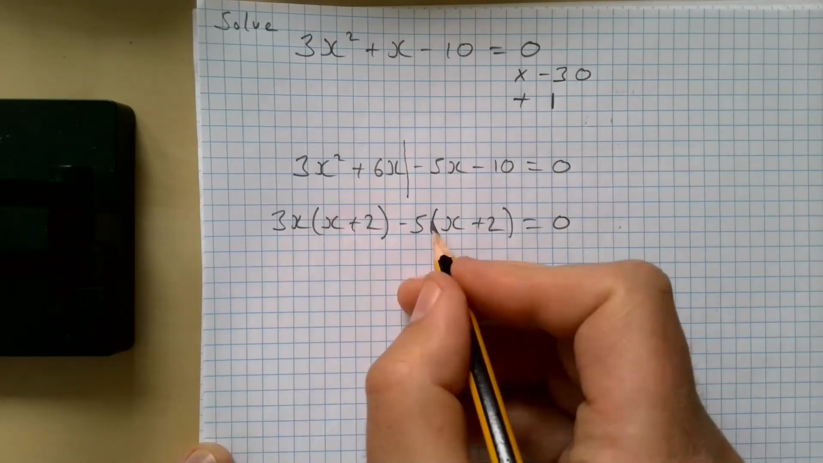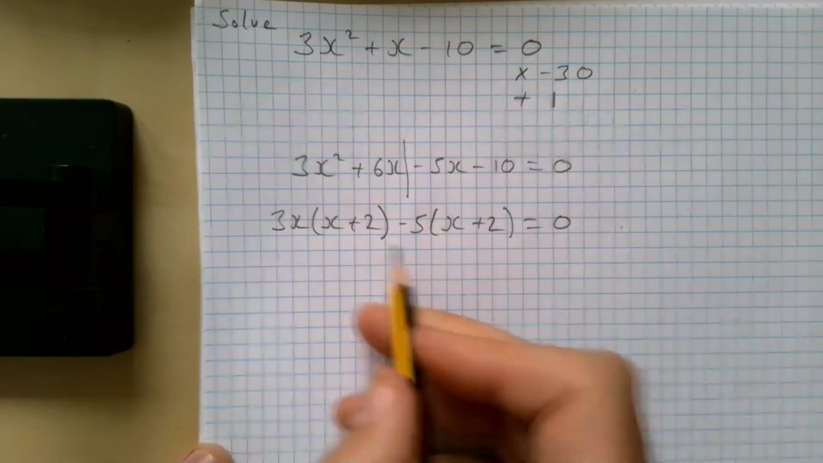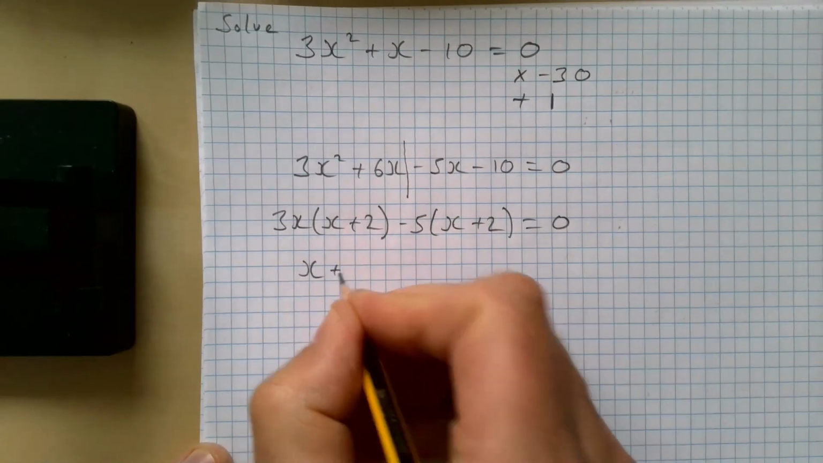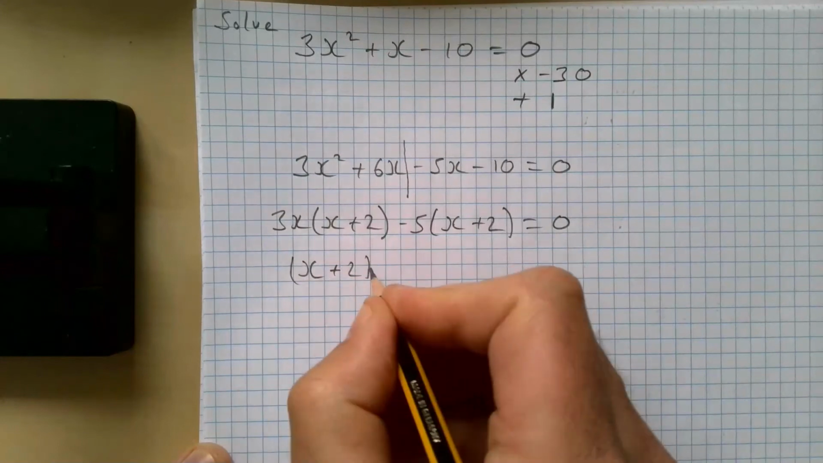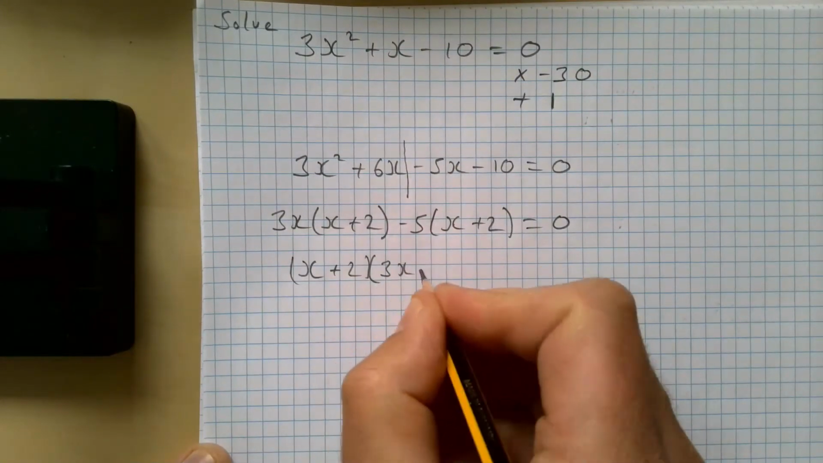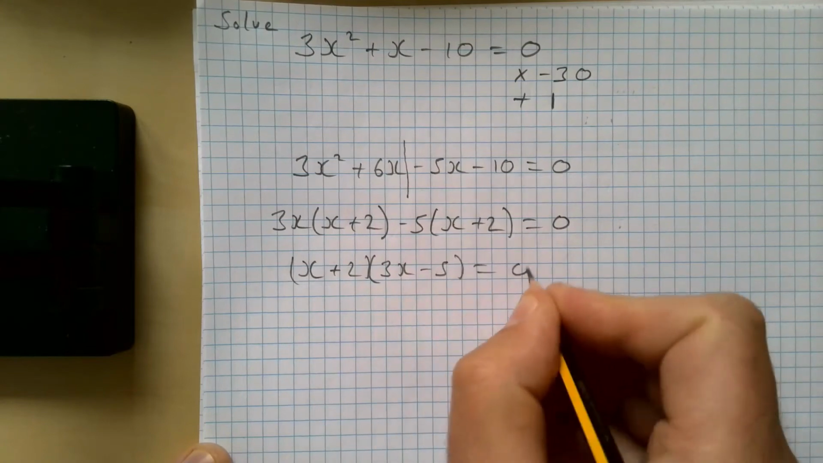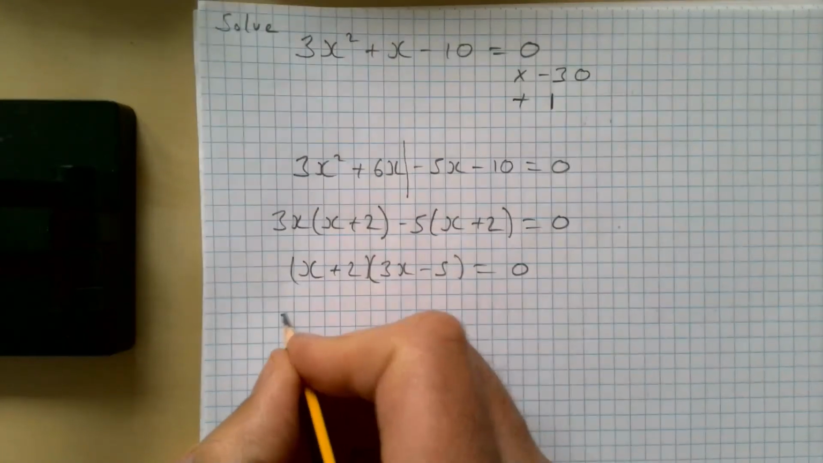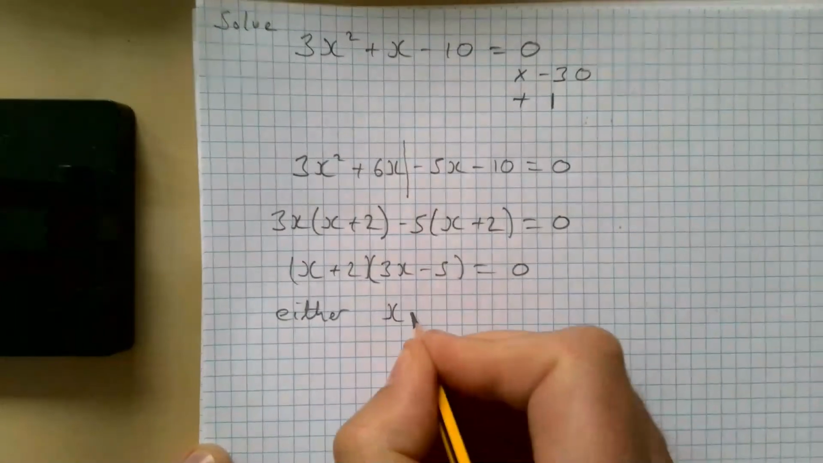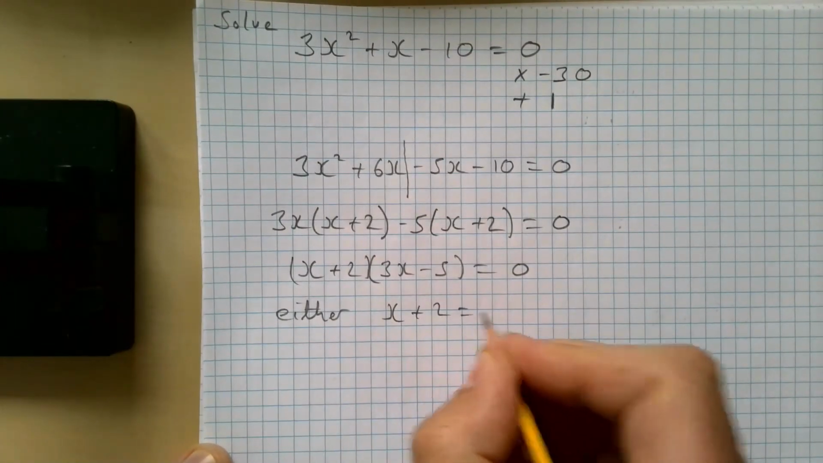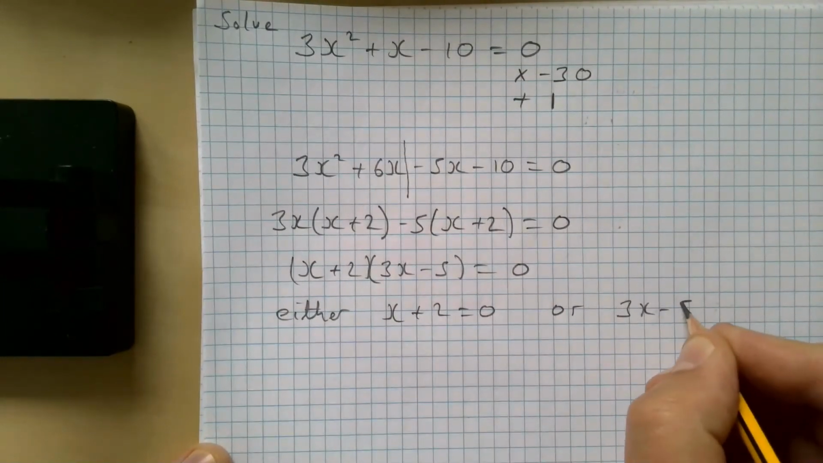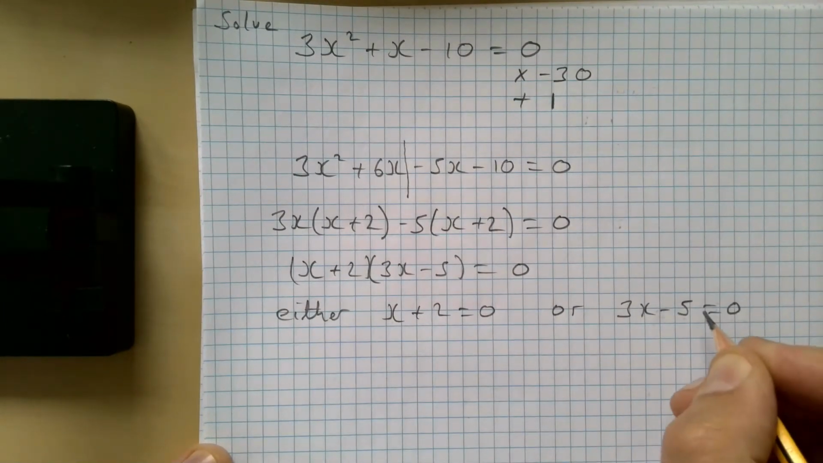Factorise this out separately, or maybe another way just to think about it is one of my brackets is what's in the bracket. One of my brackets is what's not in the bracket. 3x minus 5 equals 0. That means either x plus 2 equals 0 or 3x minus 5 equals 0.